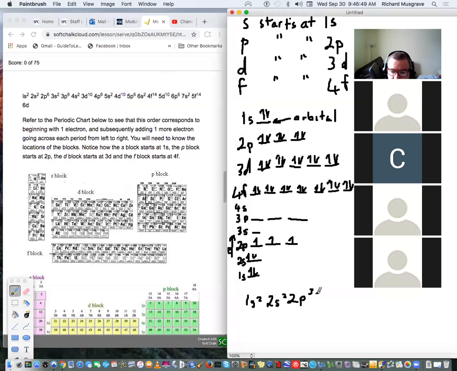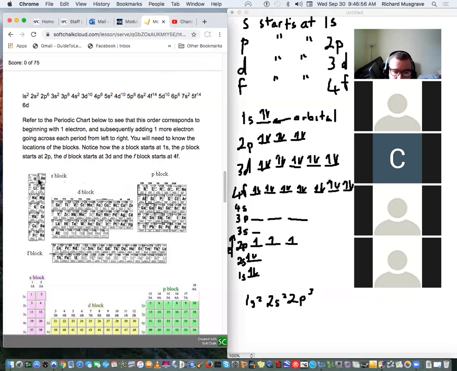2 plus 2 plus 3 is 7. So, this represents the 1s block, which is right here. And then you've got the 2s block, which is right here with the lithium and the beryllium. And then we start the p block over here at B and go to C, go to N. That's it. And that's as far as we go. So it's 1 electron per element.